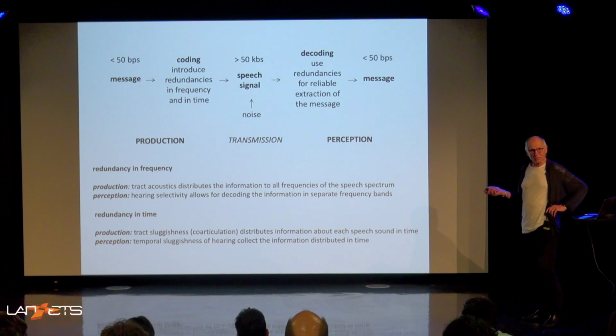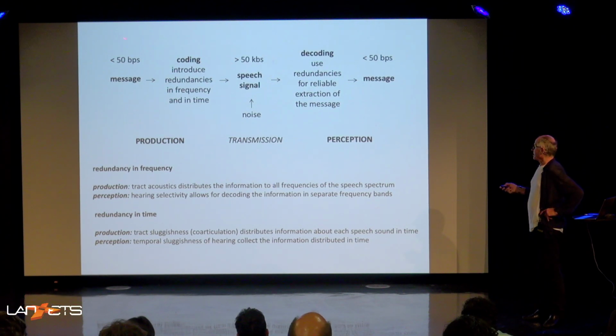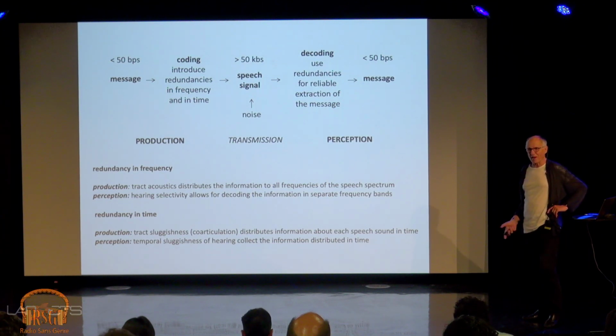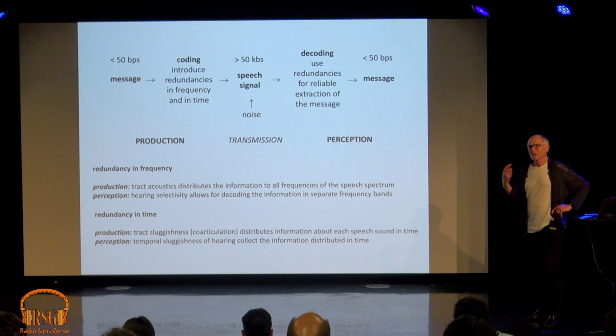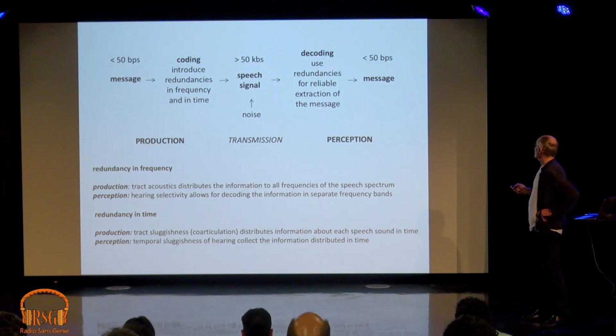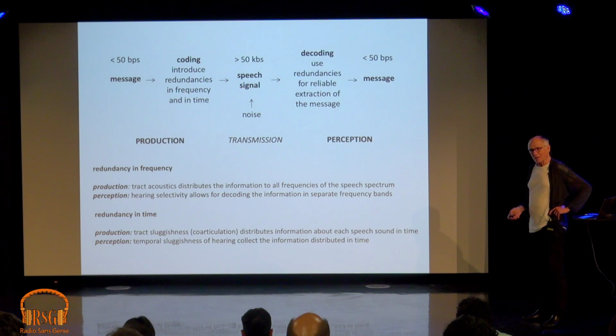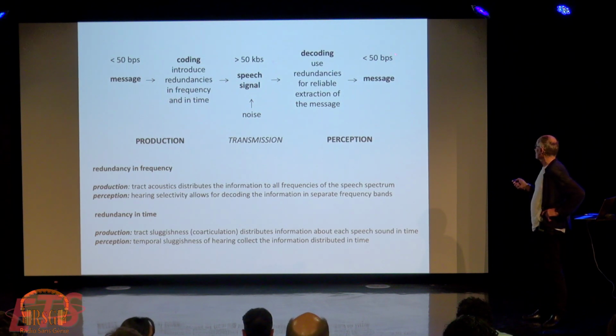Decoding is, of course, your hearing system. But the redundancies which you built in actually are already using the fact that hearing can deal with these redundancies and in some ways strip them off, get the information out, information about the message. And that's why you get a 50 bits per second message.